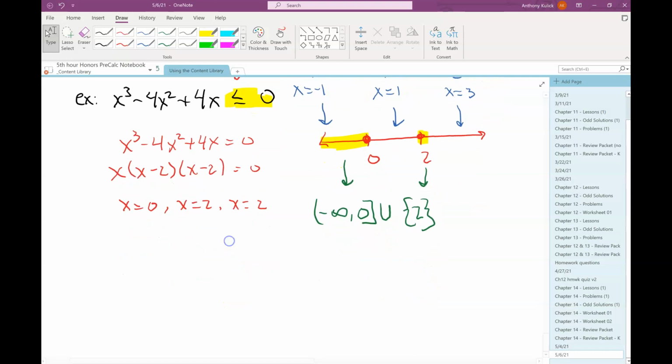So again, the overall process here is basically the same. We just have to be a little bit careful when we're summing things up into our solution set.